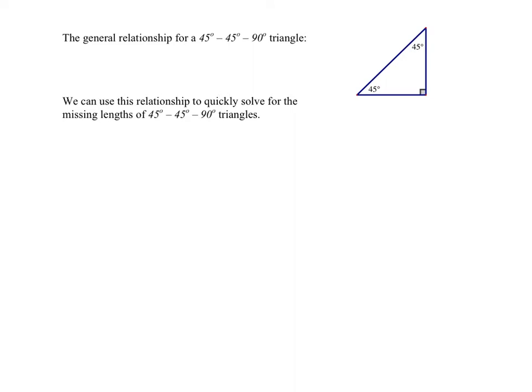Okay, so if we break it down very simply, the general relationship for a 45, 45, 90 triangle is as follows. The sides opposite the 45-degree angles we're going to label with x. And to find the hypotenuse, you take the length of the leg and you multiply by the square root of 2. So you can say it goes x, x, x square root of 2. So you can use this relationship to quickly solve for the missing lengths of a 45, 45, 90 triangle without using the Pythagorean theorem. Although, if you got stuck, the Pythagorean theorem is going to be your backup plan.